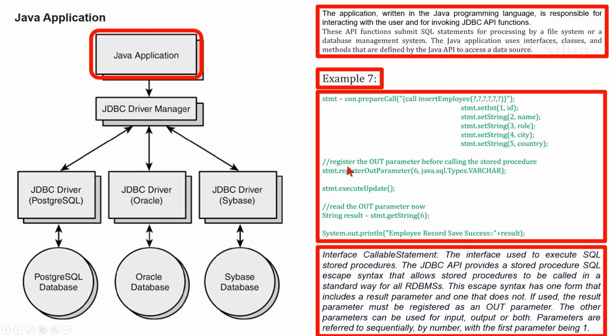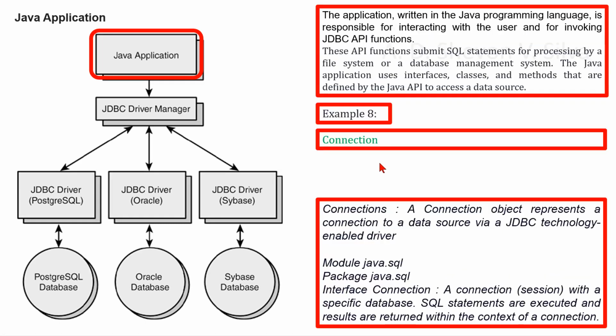Here we register the out parameter before calling the stored procedure. Then we read the out parameter. Now we are considering connections.